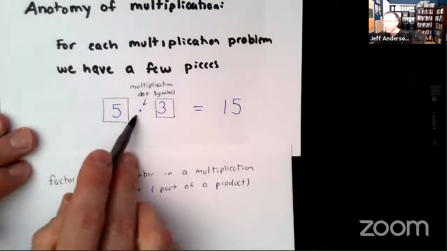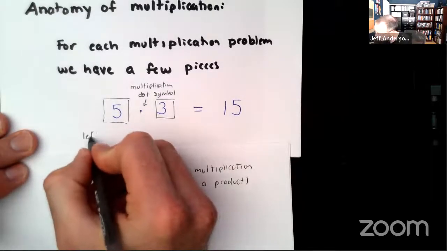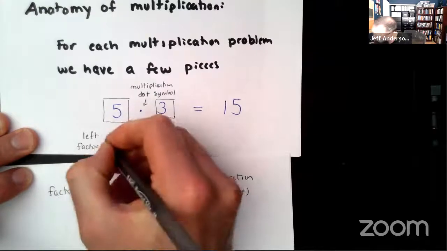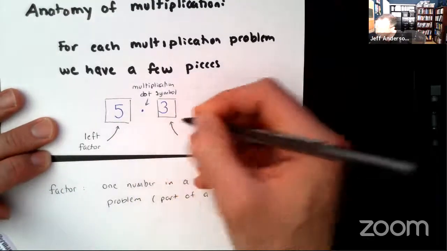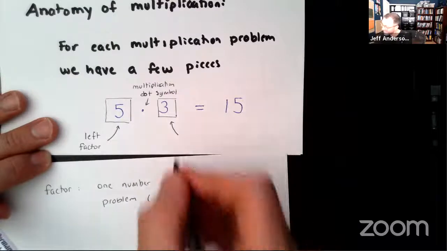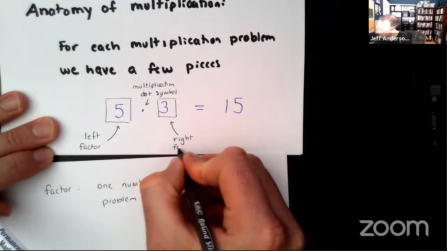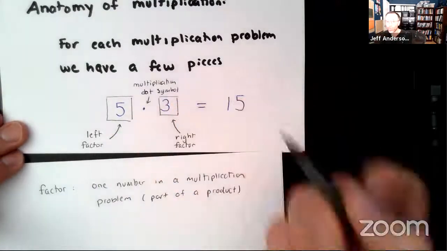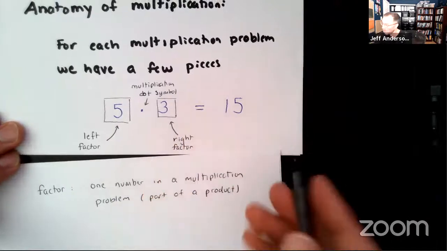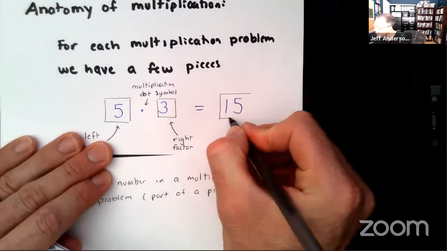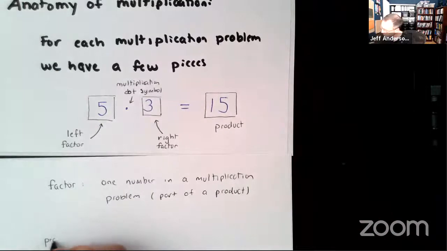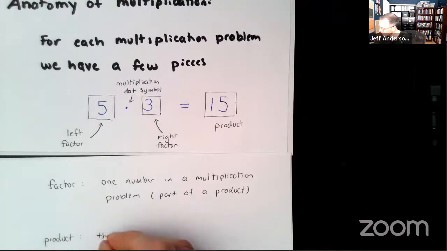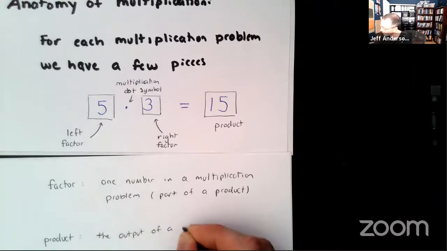So here we see that this multiplication problem actually has two factors. We say that it has the left factor. So 5 is what we call the left factor because it's literally to the left of the dot. Could you guess what we call the thing to the right of the dot? Ding, ding, ding, ding, ding. You got it. This is what we call the right factor. So the left factor is the thing on the left. The right factor is the thing on the right. Here we've got the multiplication symbol. And then in any multiplication problem, we say that the output is called the product. So the product is the output of a multiplication operation.